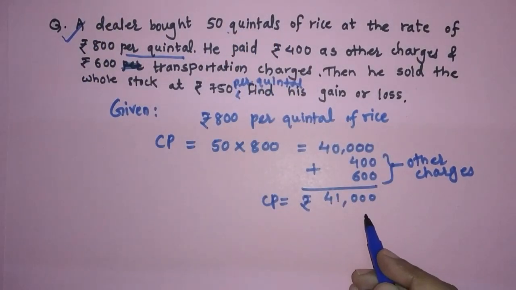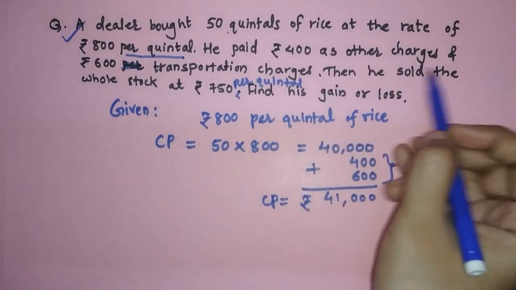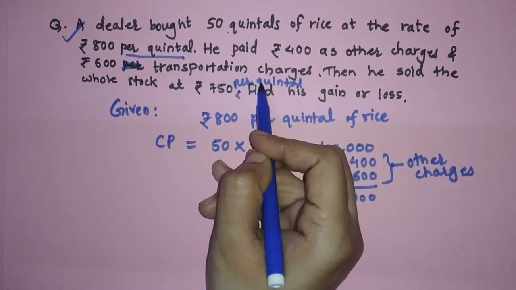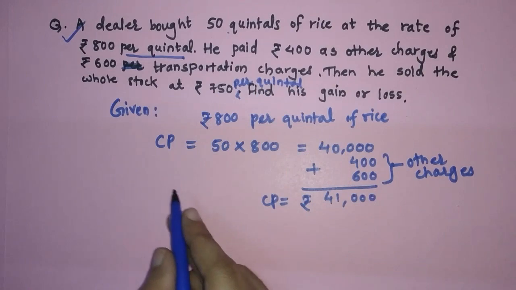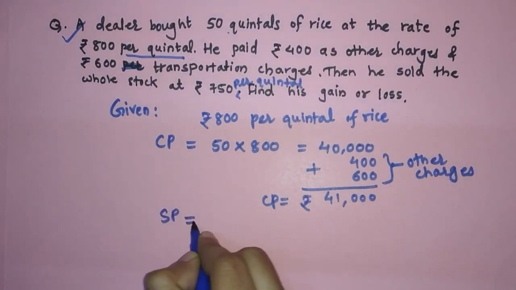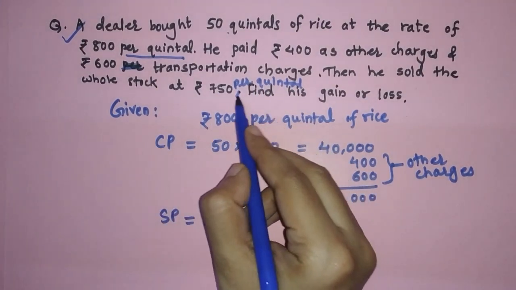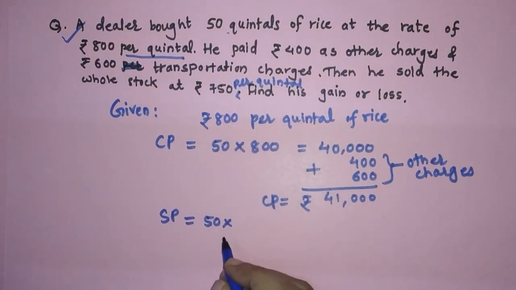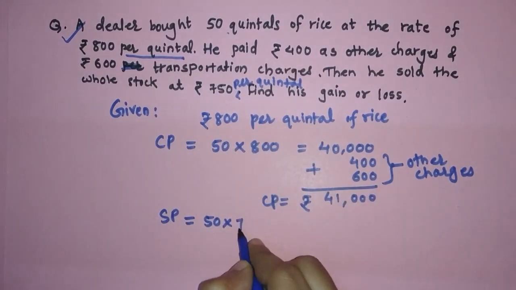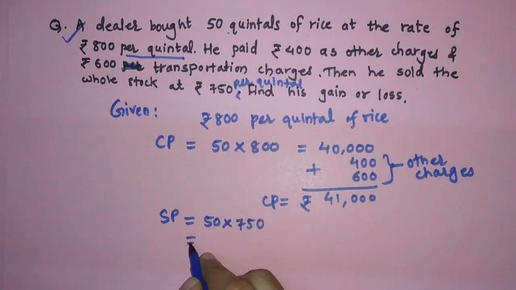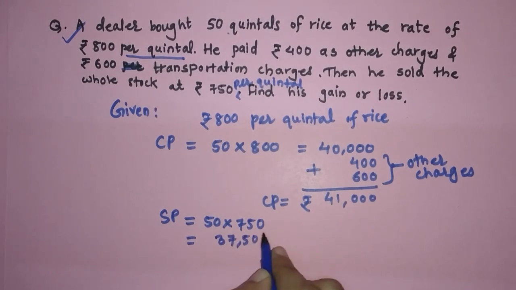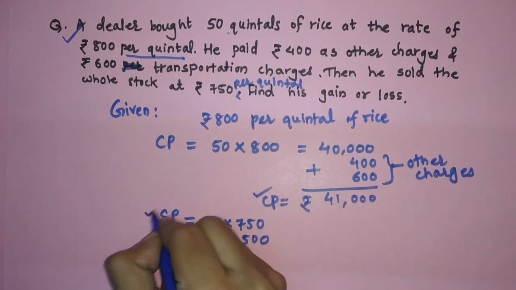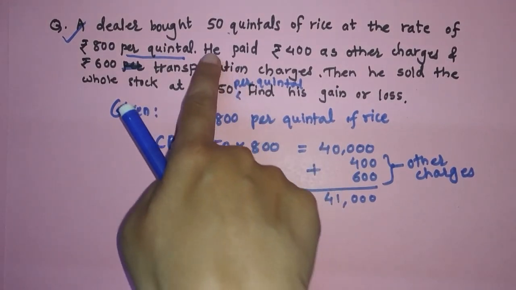This is our CP. Now we need to move toward the selling price. He sold the whole stock at rupees 750 per quintal. So for the selling price for 50 quintals, in which 1 quintal is for 750, we multiply 50 by that. So we'll get here 37,500. So dear students, here we'll get 37,500. This is our cost price, and this is our selling price for all 50 quintals.